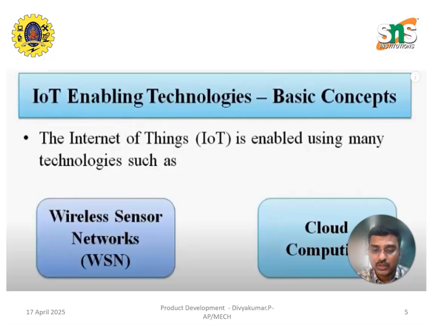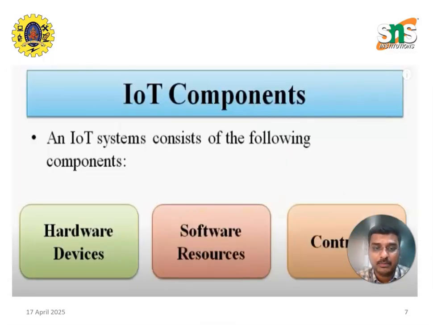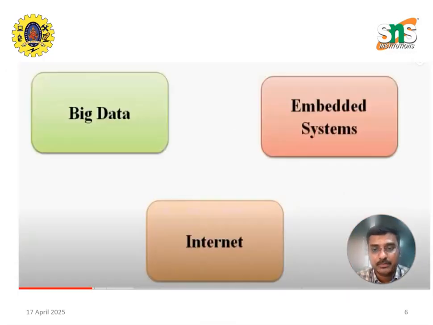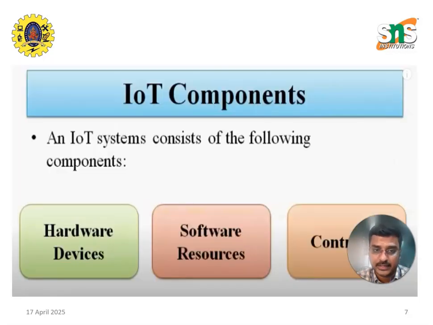Another one is cloud computing, where all these are connected to a single server, which is called cloud computing. A number of drives connect to a single server called the cloud, so that we can easily access and enable the data at any place. They're also called big data, embedded systems, internet.